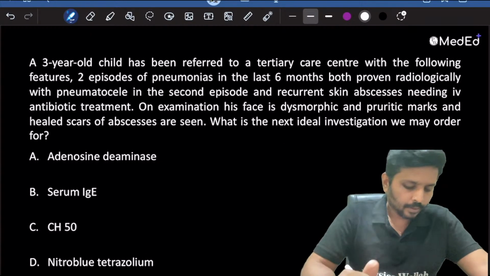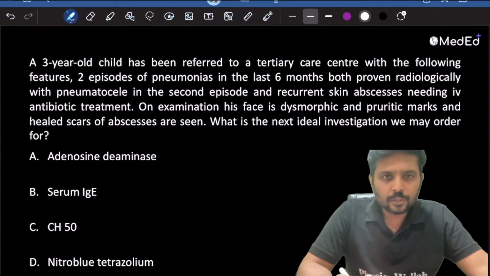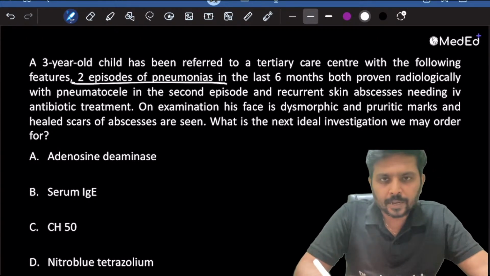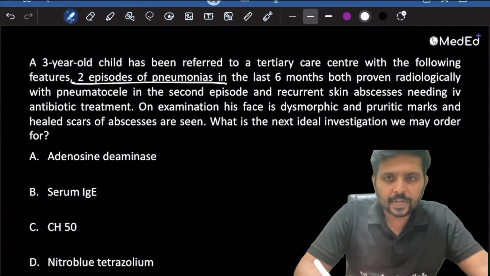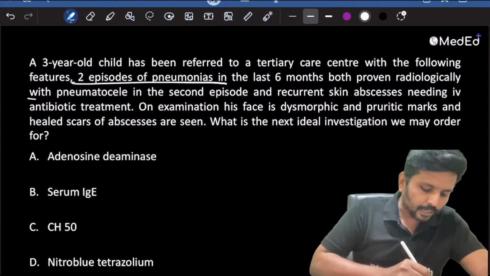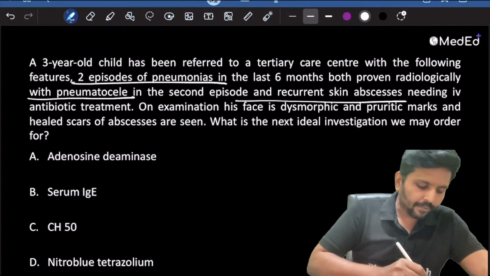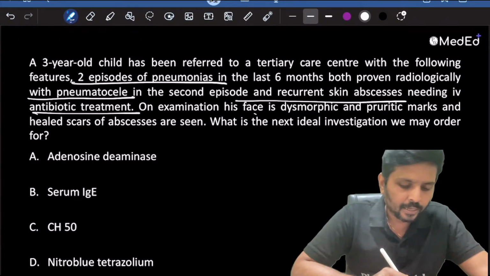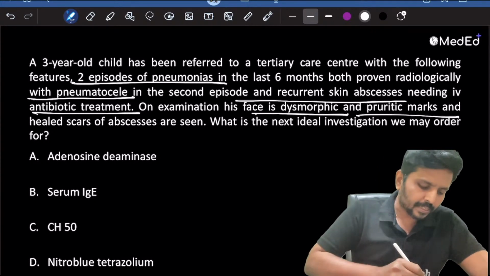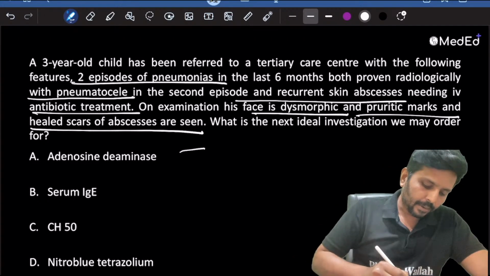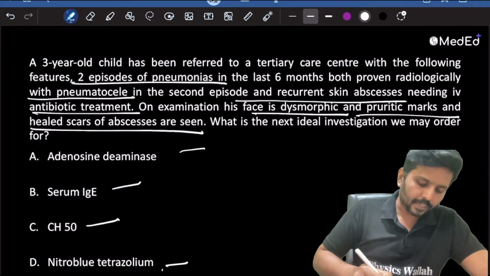Next case. A 3-year-old child has been referred to a tertiary care center with the following features. 2 episodes of pneumonia in the past 6 months with proven radiological pneumatocele. Pneumatocele means air pockets. And a recurrent skin abscess needing IV antibiotic. On examination, the child is dysmorphic, pruritic marks and healed scars of abscess are seen. What is the next level of investigation we may order? Adenosine deaminase, serum IgE, CH50, tetrazolium.